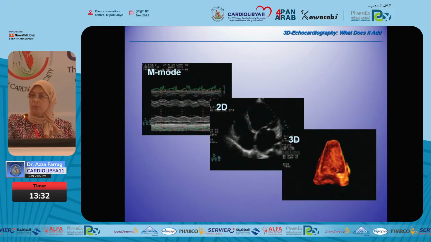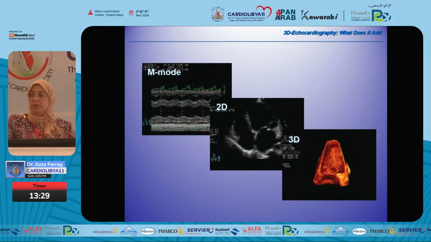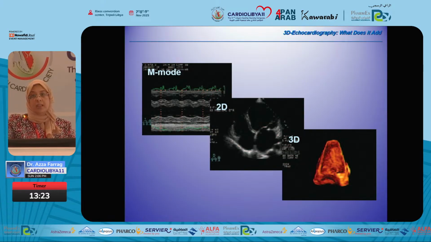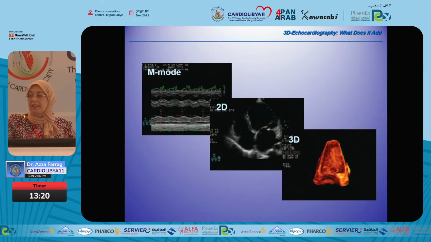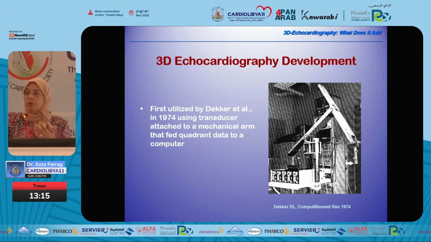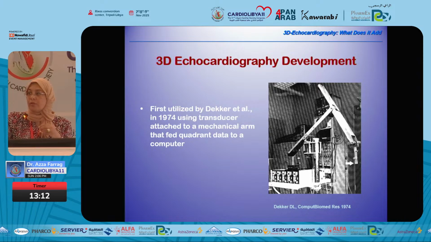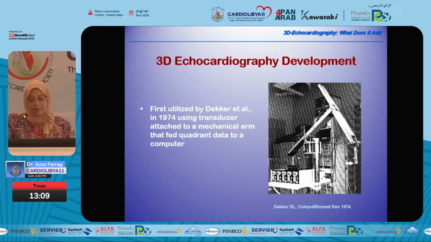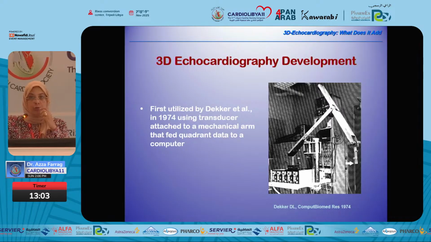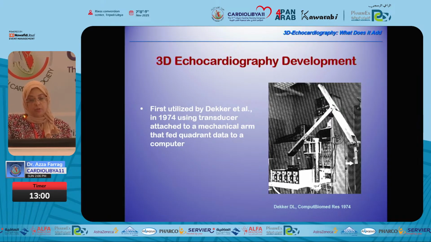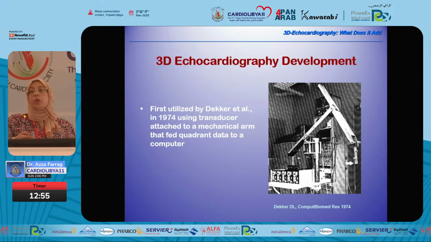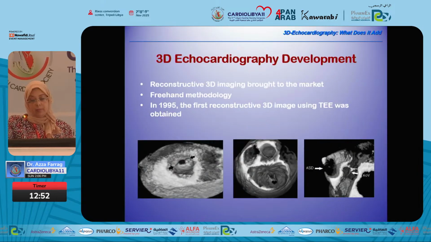Starting from the M mode in the 1970s, passing through the two-dimensional echo in the 80s, and the first reconstructed images of 4D echocardiography in the early 1990s, echocardiography is still the top class first diagnostic imaging modality. 3D echocardiography was first utilized by Decker in 1974, where it was just an idea, using a transducer attached to a huge mechanical arm that fed quadrants of data to be reconstructed to make what's called the three-dimensional technique.